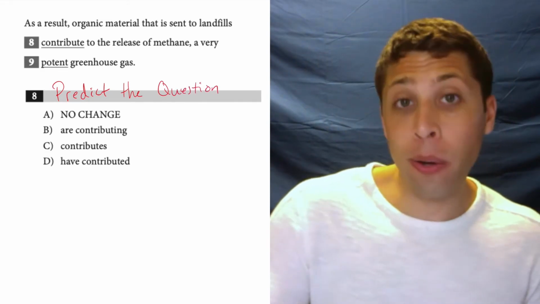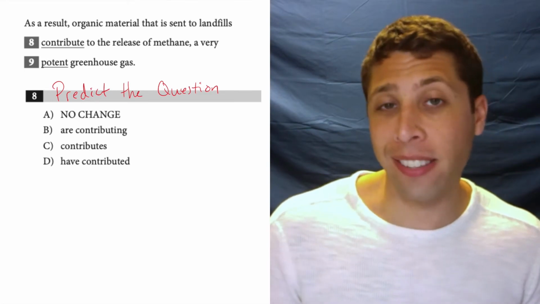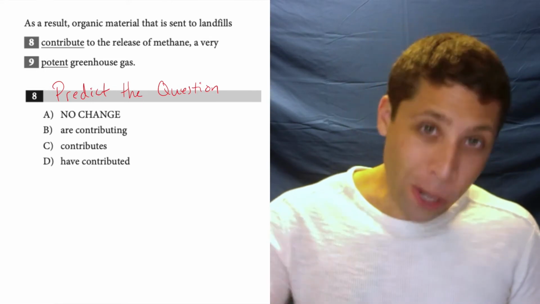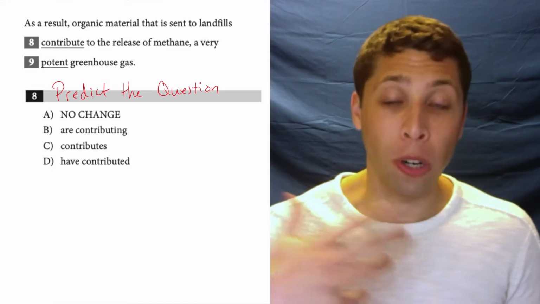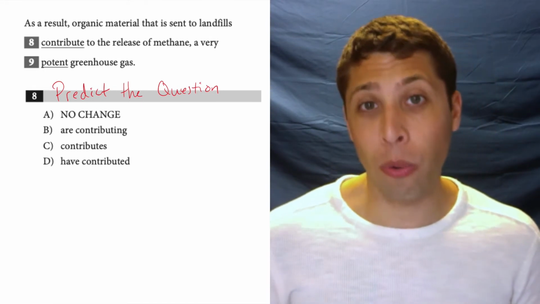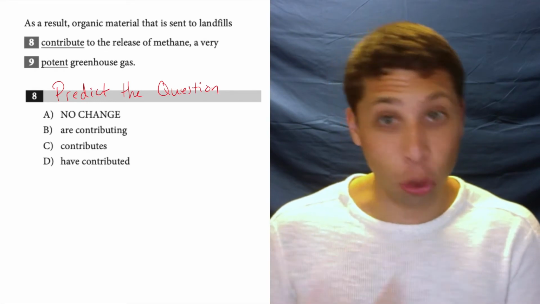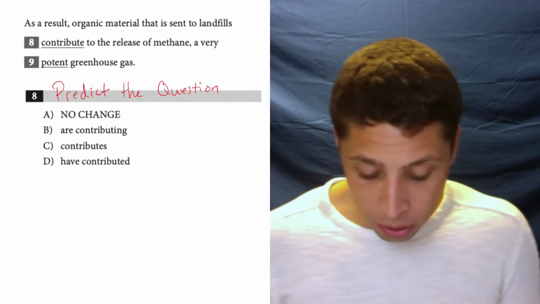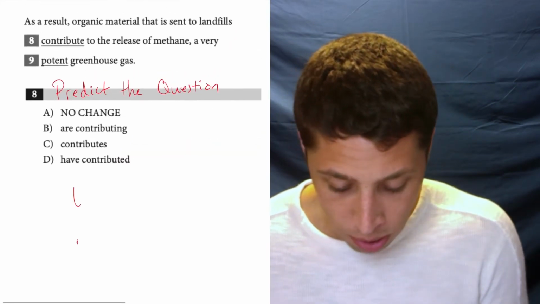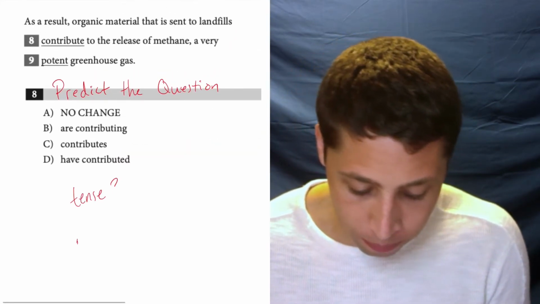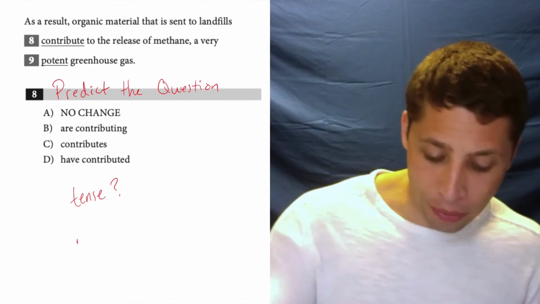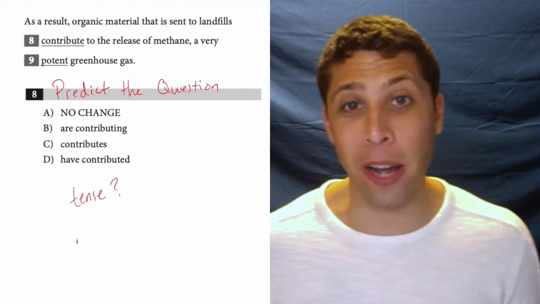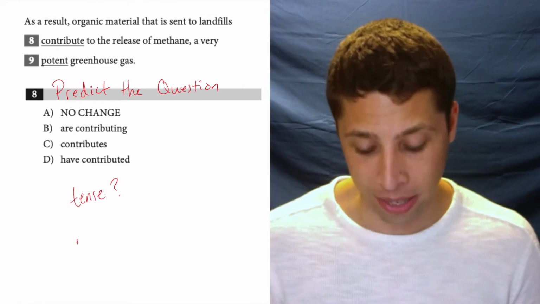If we don't know, then we're just going to go with whatever sounds best, and that's not always going to work. It might here, but we really want to know if there's some sort of overarching rule that we need to use. And the choices are a big clue. So if I look at these choices, I notice, oh, they look like different tenses. We've got have contributed, contributes, are contributing, past, present. I don't know what's going on, but there's certainly different verb tenses.